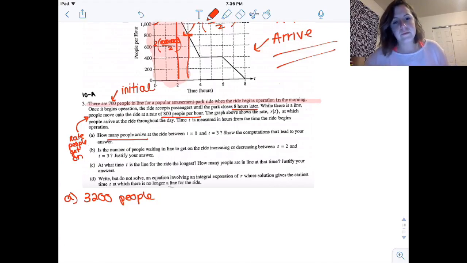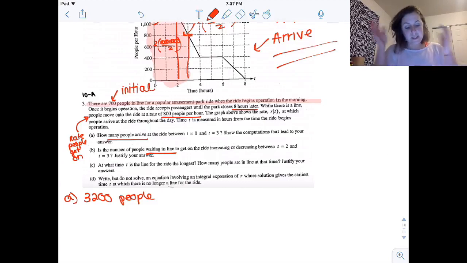Now, is the number of people waiting in line increasing or decreasing between t equals 2 and t equals 3? So let's think about the people that are waiting in line. There are 700 people to start. People arrive at the ride, and then people get onto the ride. So the length of the line is the integral of the rate people get on the line minus the rate people get off the line. That would be my line length.